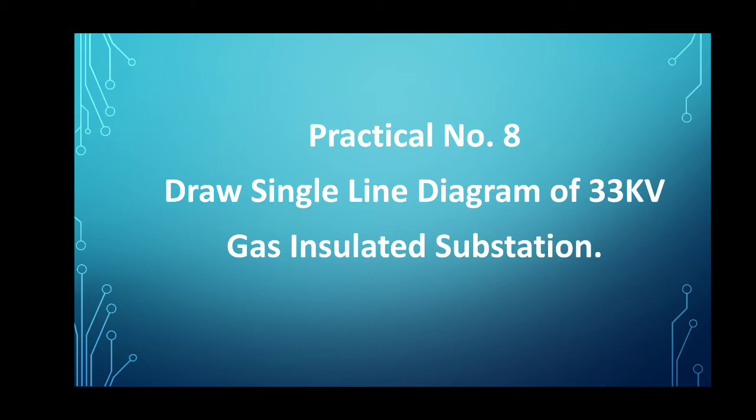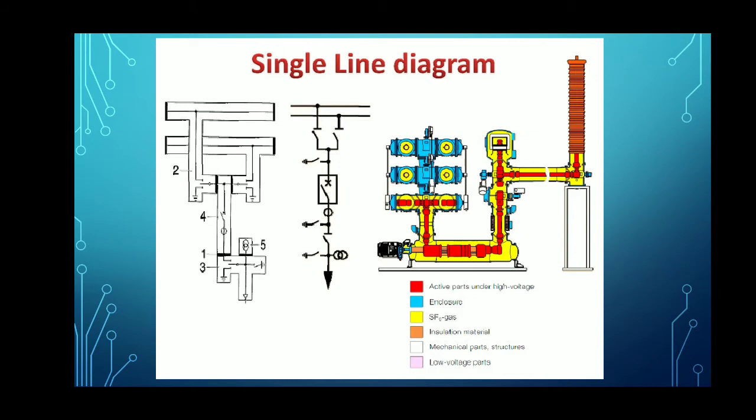Dear students, today we have to study how to draw a single line diagram of a 33 kV gas insulated substation. This is practical number 8, and this is the last practical of Electrical Substation Practices. So we have to see the single line diagram representation of that gas insulated substation. This is the image of the single line diagram representation of a gas insulated substation, starting with the bus bar.